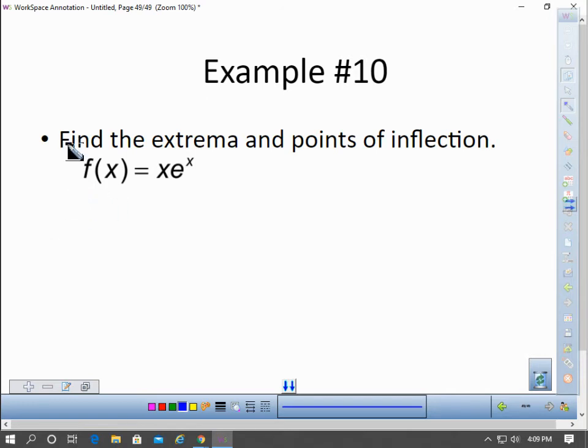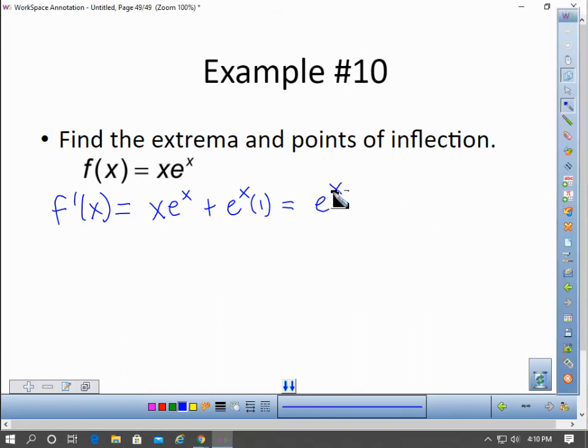So to do that, I have to find my first derivative. The derivative of this is going to be product rule. So it's going to be first times the derivative of the second plus the second times the derivative of the first. So there's my derivative. And to simplify this, I'm going to factor out an e to the x. And when you factor out an e to the x, I'm left with x plus 1.